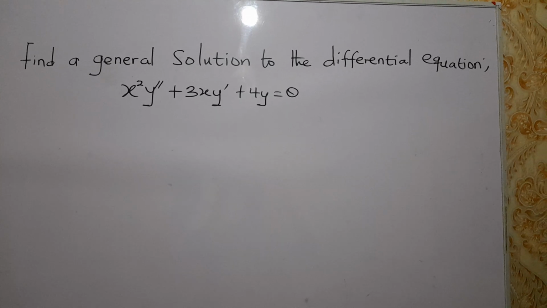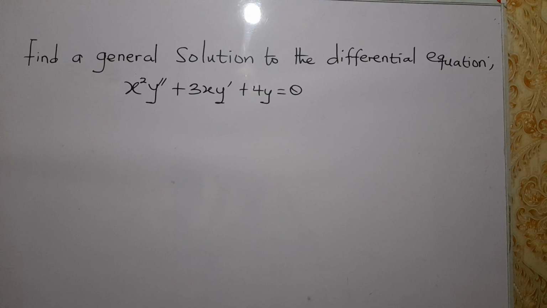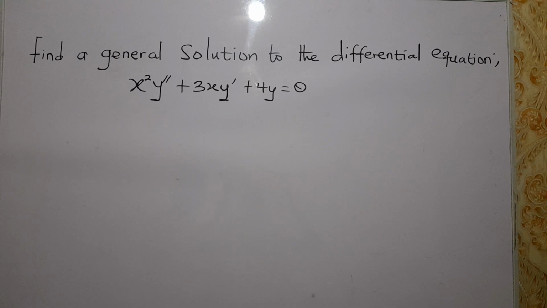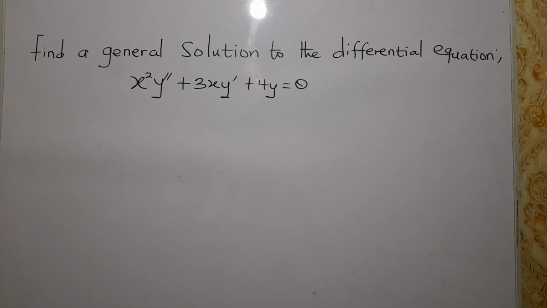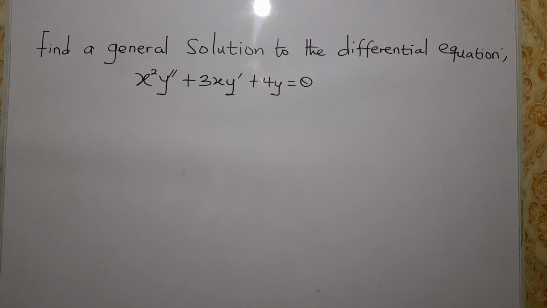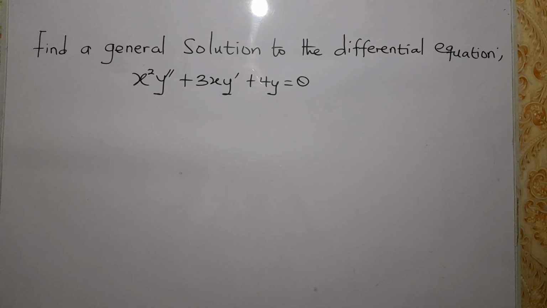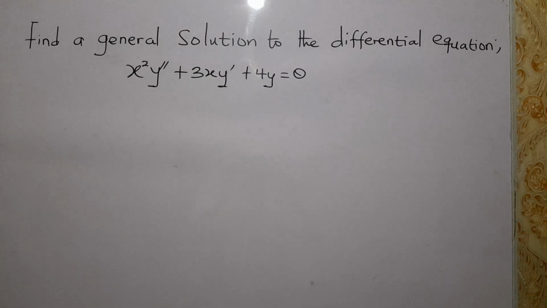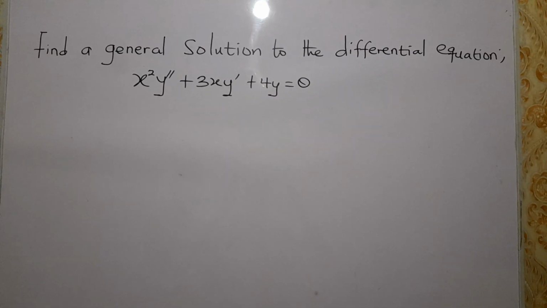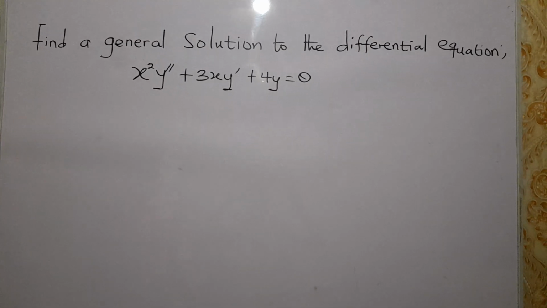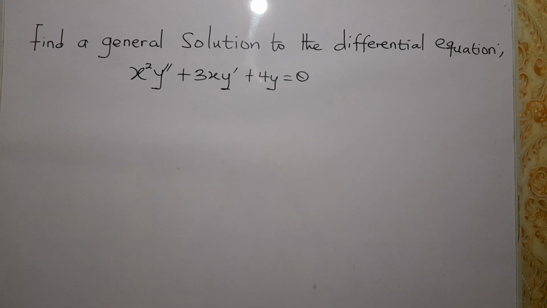In this video, we are going to find the solution to the problem on the board, which says: find a general solution to the differential equation x squared y double prime plus 3x y prime plus 4y equals 0. So come along as we find the solution to this problem.